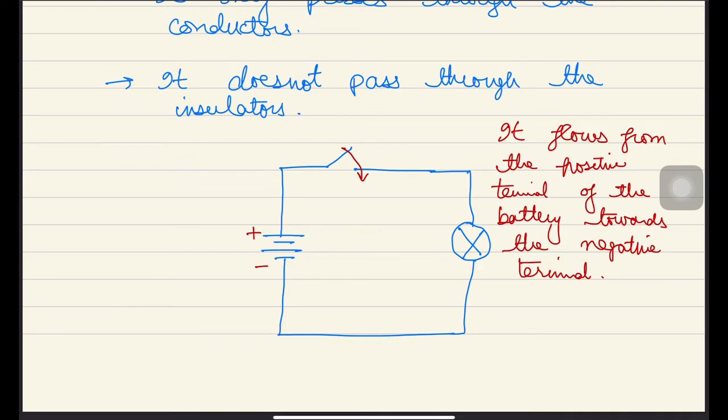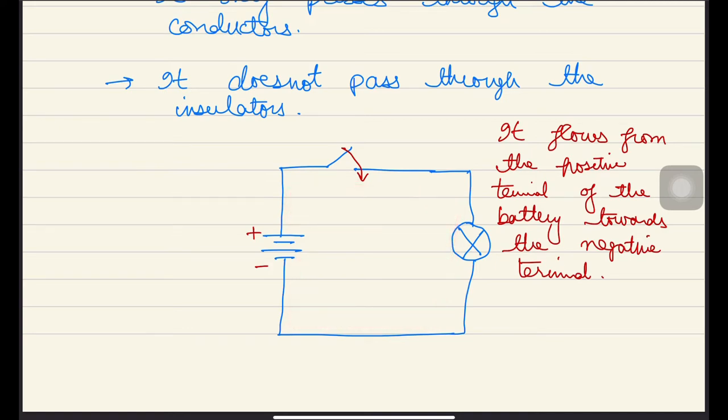The current flows due to the motion of electrons. But the question is, electrons are negatively charged, so how come they flow from the positive terminal towards the negative terminal? It's not like that. The electrons flow from the negative terminal because they are repelled by this negative terminal. So the flow of electrons is from the negative terminal of the battery towards the positive terminal, like that. This is the flow of electrons.